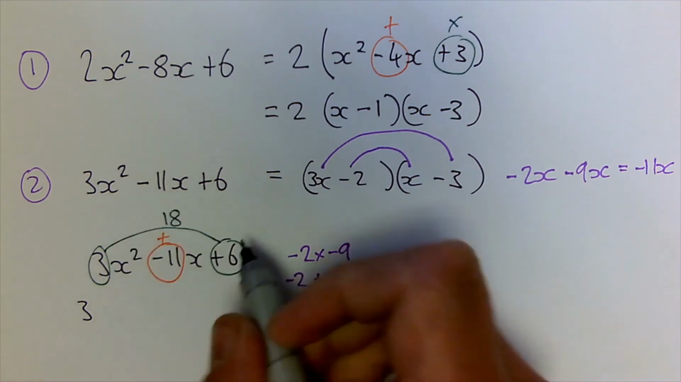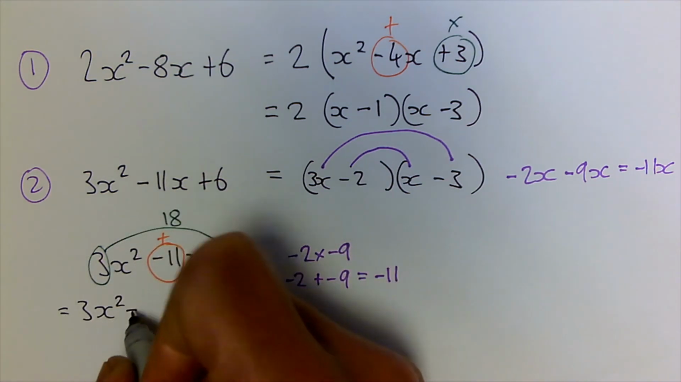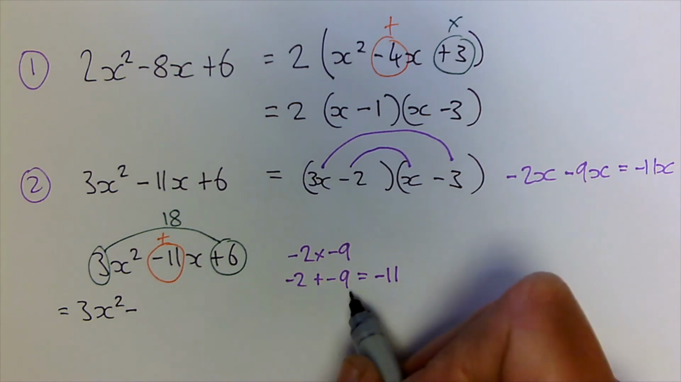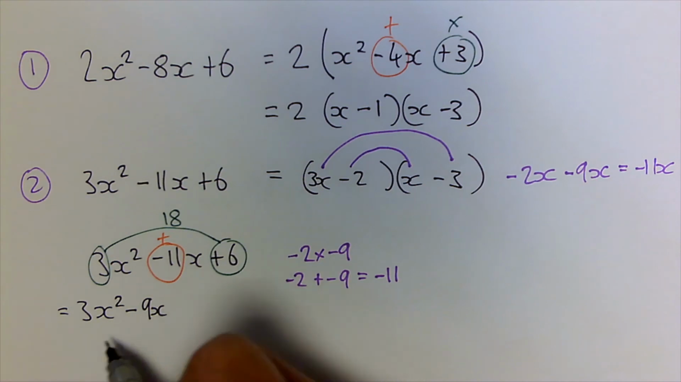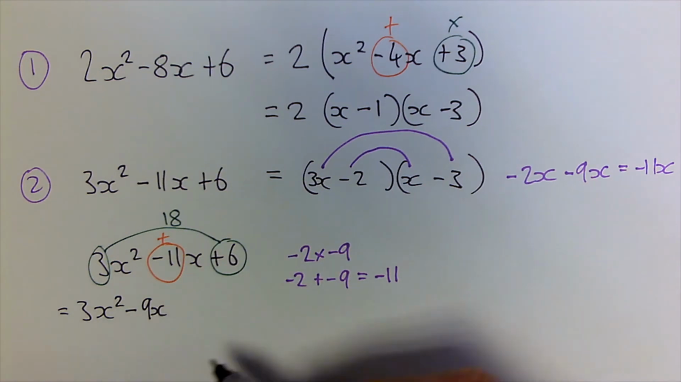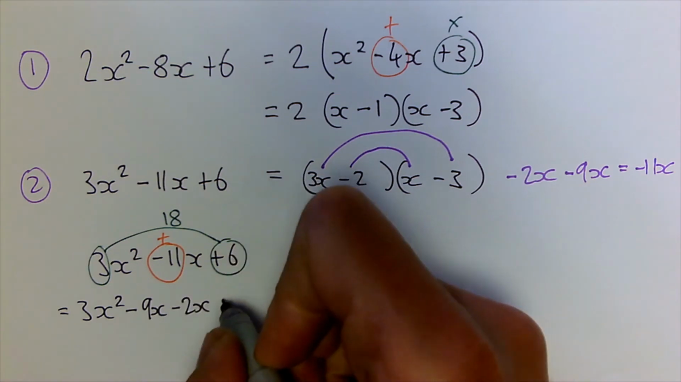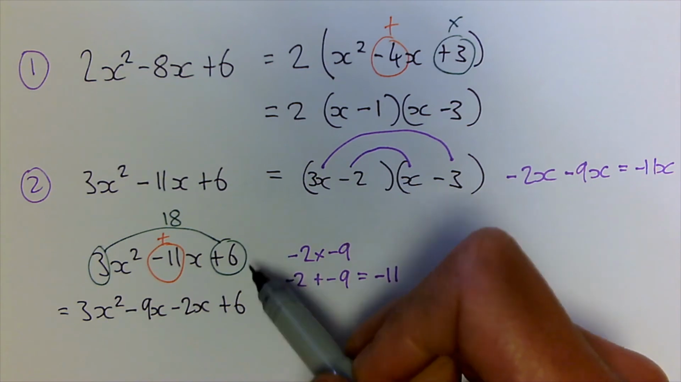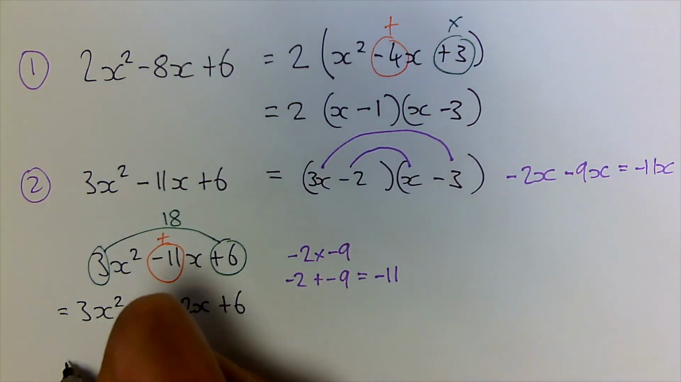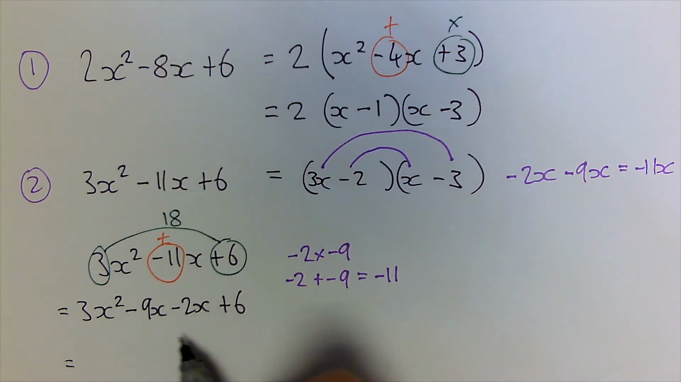So this is equal to 3x squared minus 9x, minus 2x, and then plus 6. I'm going to write minus 9x first because it's going to make factorising a little bit more straightforward in a moment. So these two are equivalent, they're equal. Now I can group these, I can factorise by grouping.